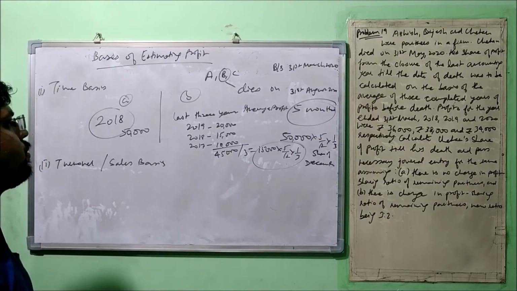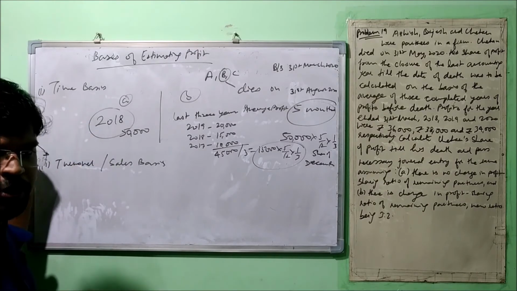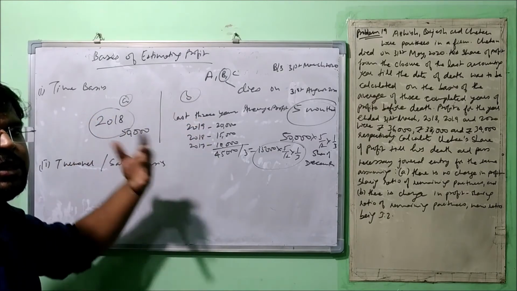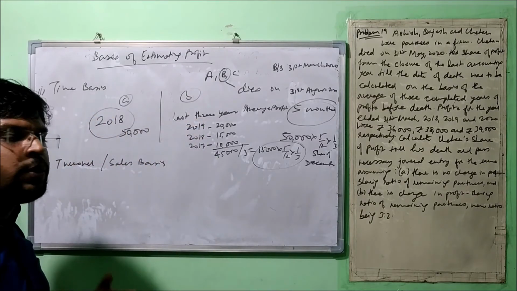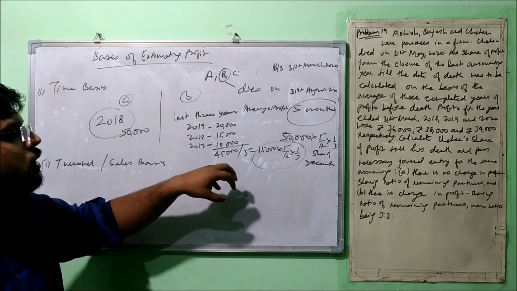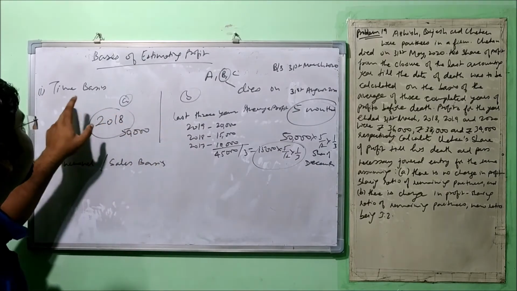Understood? So there can be two options here. Either they can take any completed year from the history, or they can decide such a formula like 3 years' average profit, or last 5 years' average profit, whatever the case is. In this way, the calculation will be done. Understood? So this is the time basis.